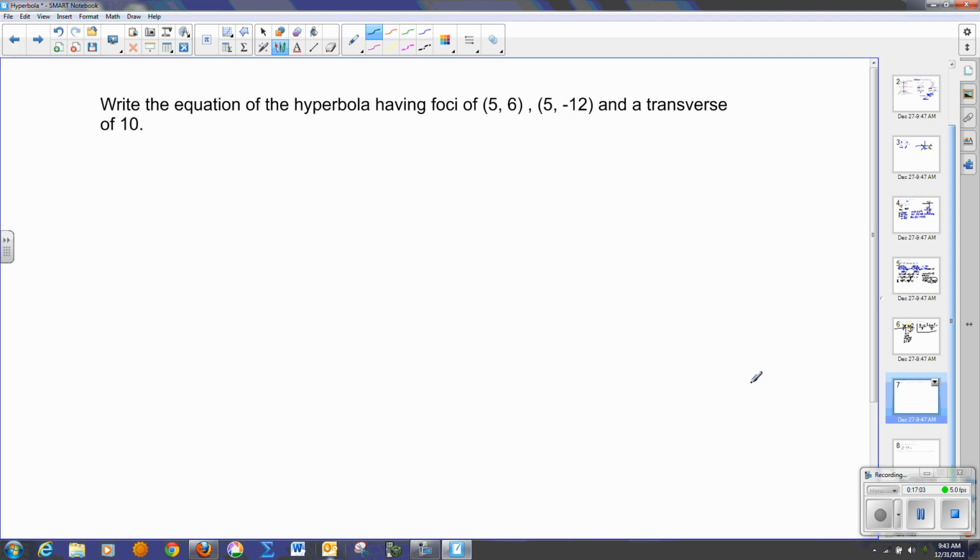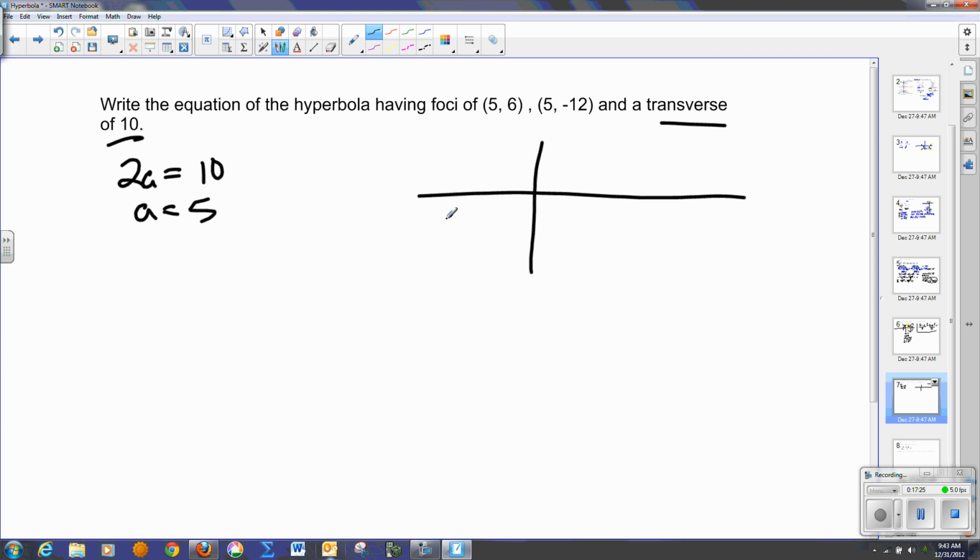Last example of the day. We take and write the equation having these foci and a transverse axis of 10. Well, we know our transverse axis is 2a, and if 2a is equal to 10, then a is equal to 5, which is going to help. My foci values are (5, 6) and (5, negative 12). Let's call this 5. Call this 6. Call this negative 12, if you will. And these are my foci.